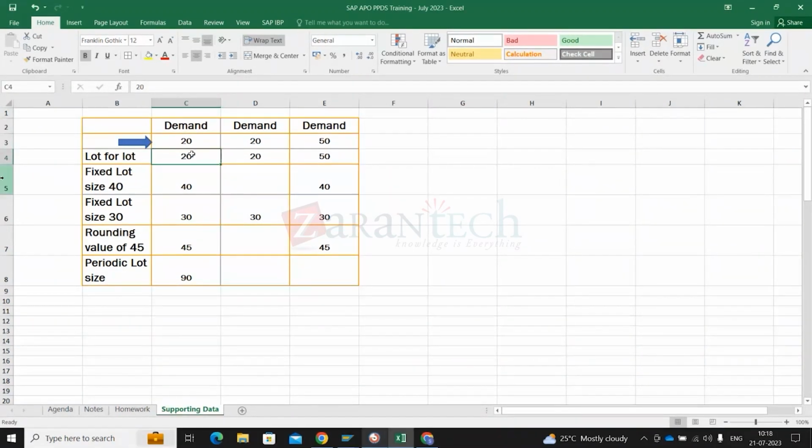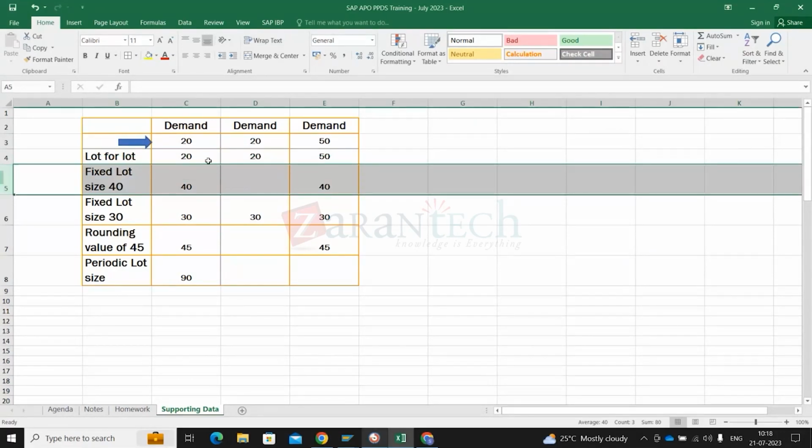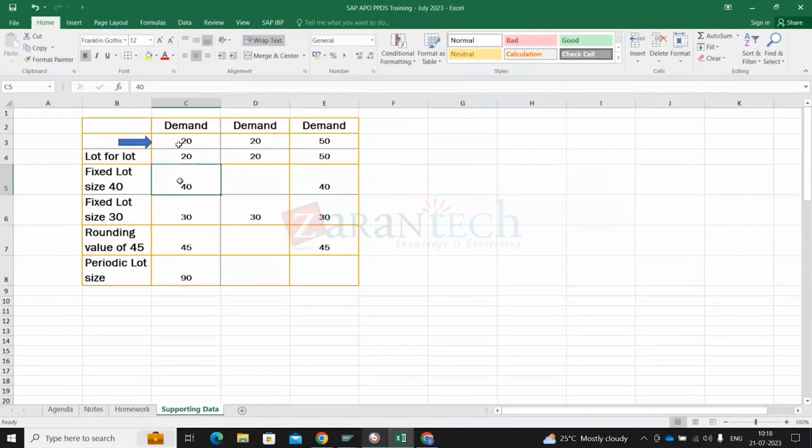Simple. But if you say fixed lot size of 40, then it would create 40 in the first week. Even if you're asking for 20, it would create 40 because it's a fixed lot size. This 40 can cover the demand of this one and this one, so it will not create anything next week, but in the week after that, it would create a fixed lot of 40, even if your demand was 10. And if there was a fourth week, it would have created 40 again. Why? Because you need 50, you got only 40, so the 10 demand is still unfulfilled, so it would create one additional 40.